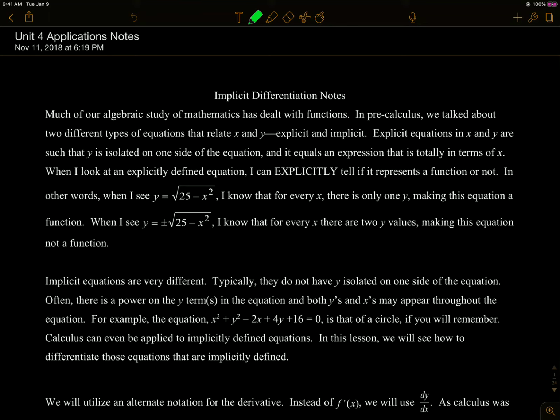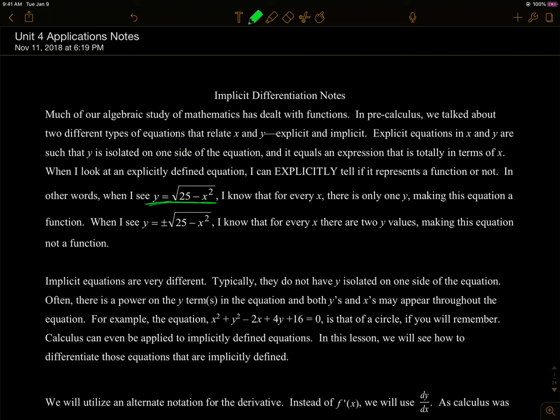We're going to look at implicitly written equations versus explicitly written equations. An explicitly written equation means that I can tell that the equation represents a function explicitly. Here's an example of an explicitly written equation.